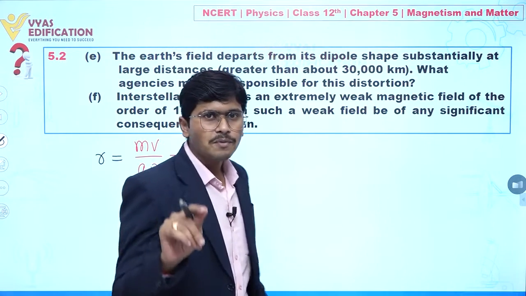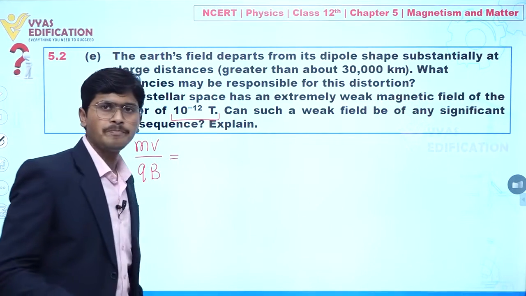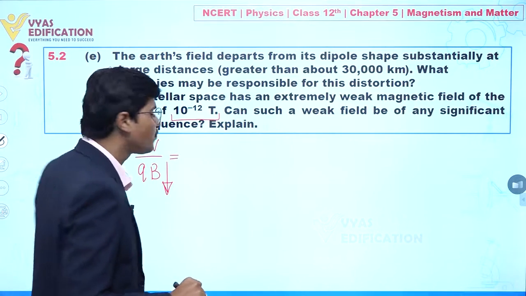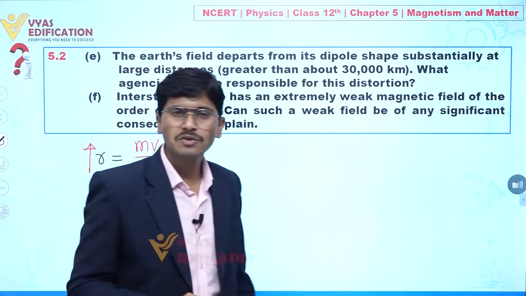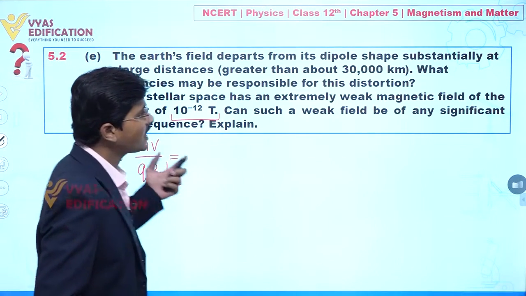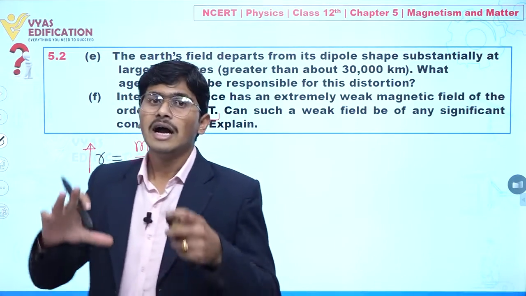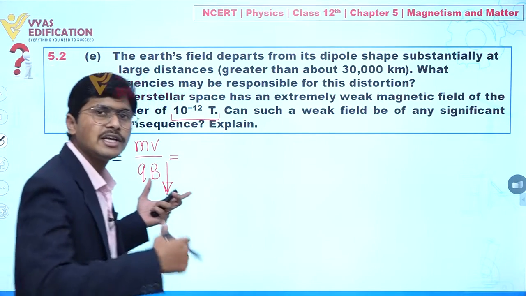Yes or no? So from here, if we are talking about an extremely weak magnetic field, it means the value of B is very small. Clear? At that time the value of R will be more. Clear to you? So whenever we have an extremely weak magnetic field, we will find the radius is more.